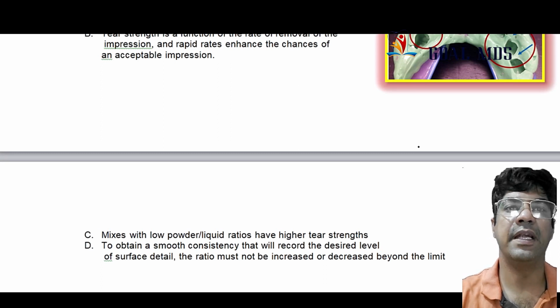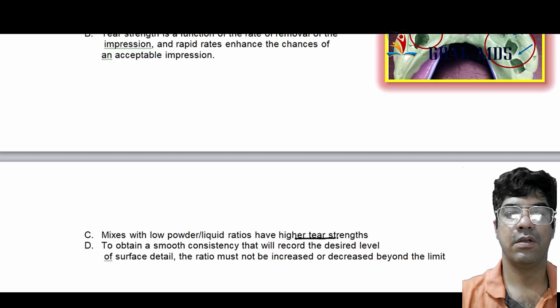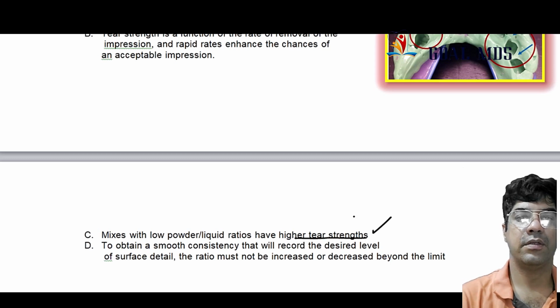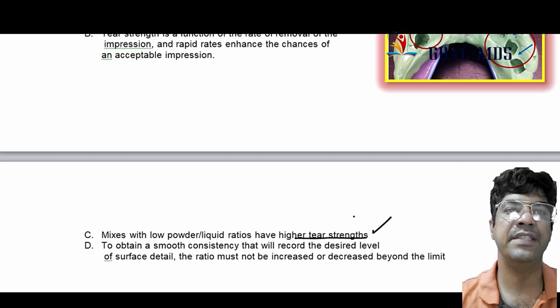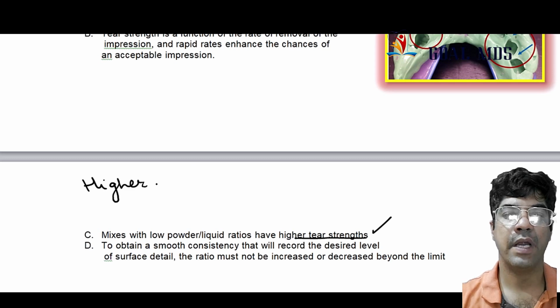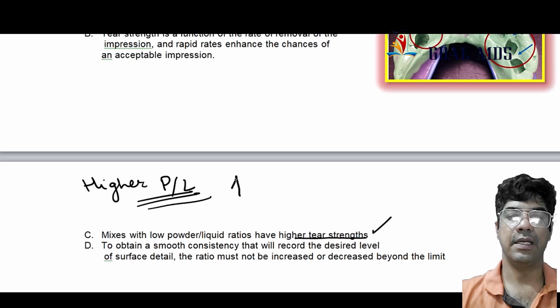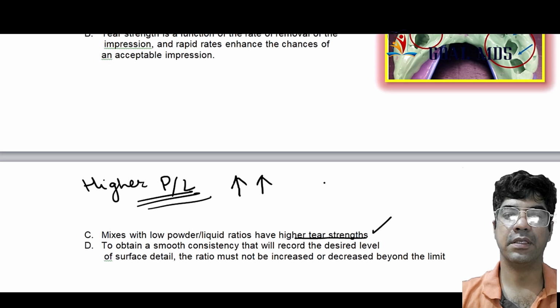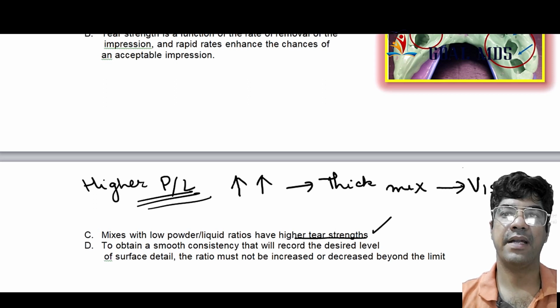So the incorrect option is that mixes with low powder ratio have higher tear strength. The tear strength of alginate tends to increase with a higher powder liquid ratio and not the lower one. A higher powder liquid ratio results in a thicker, more viscous mix that will have a higher tear strength.